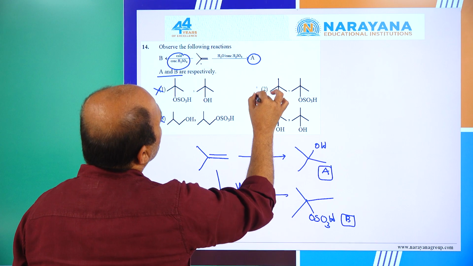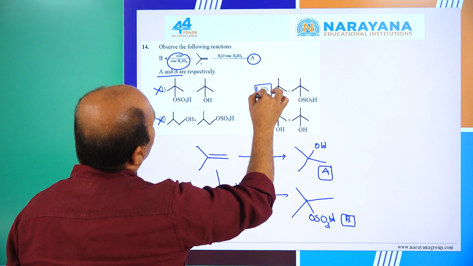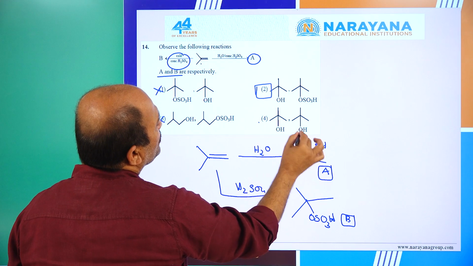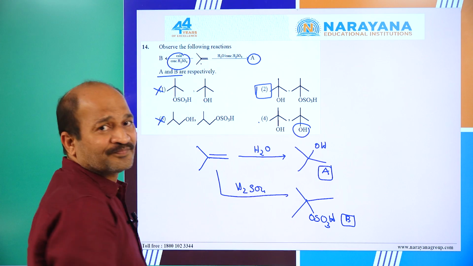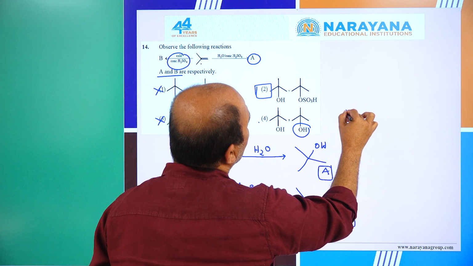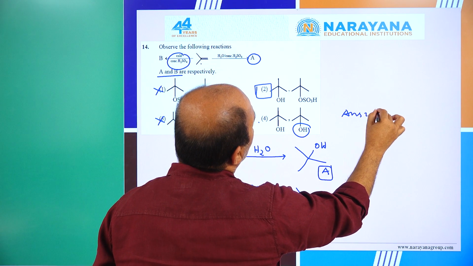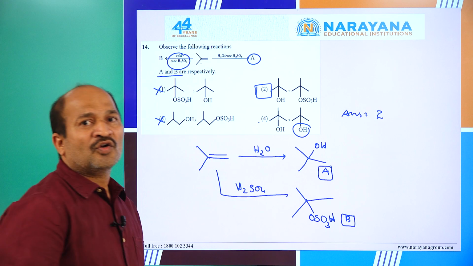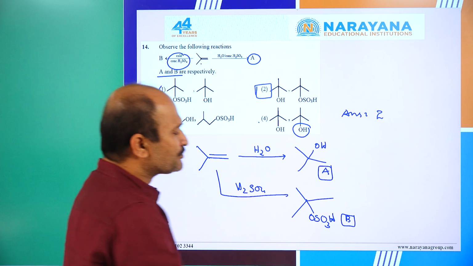So for this question the right answer will be this one. Why is the other one ruled out? Because here there is no water. So for this question the right option is 2. Answer for this question is 2. Right. Go for the next question, students.